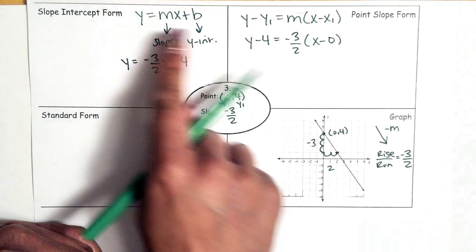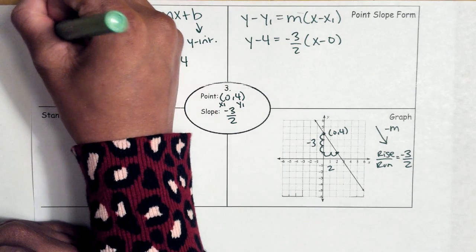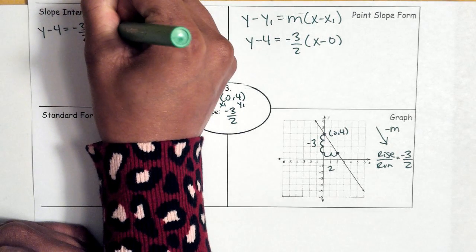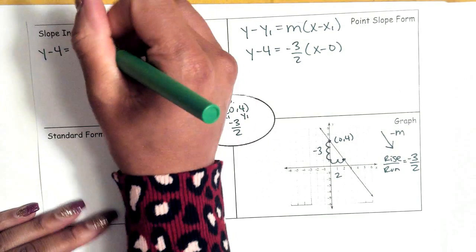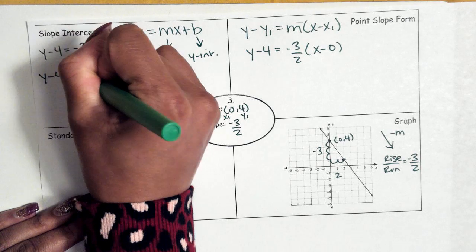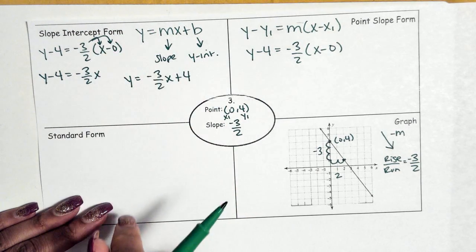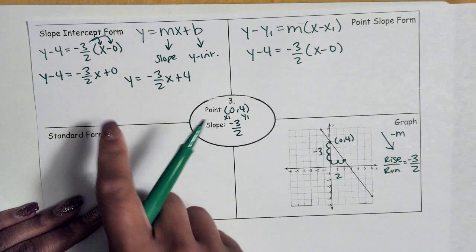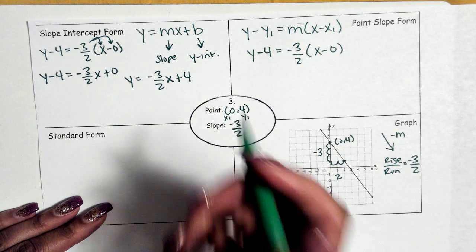Now let's see if we were to put this over here, do I get the same slope-intercept form? So y minus 4 is equal to -3 over 2 parentheses x minus 0. So remember to distribute. So now I have y minus 4 equal to -3 over 2x, and then -3 over 2 times -0. You can put plus 0 or just nothing there, because anything times 0 is just 0.